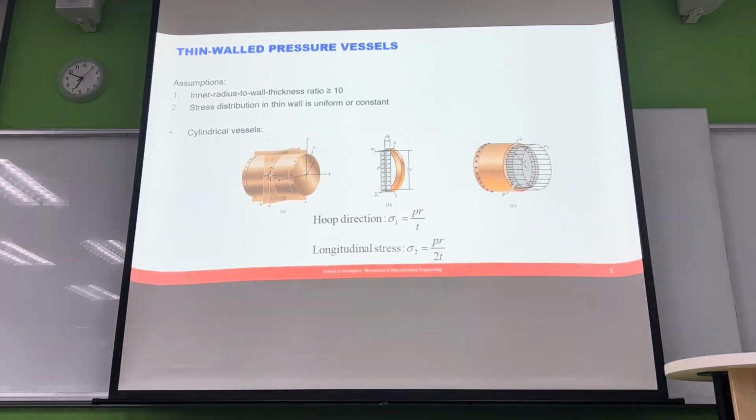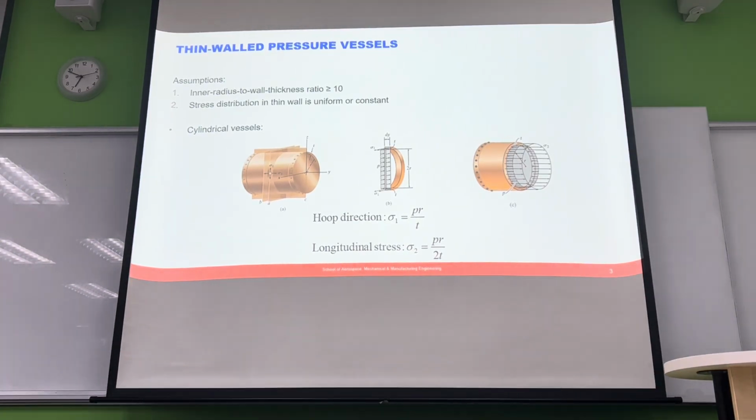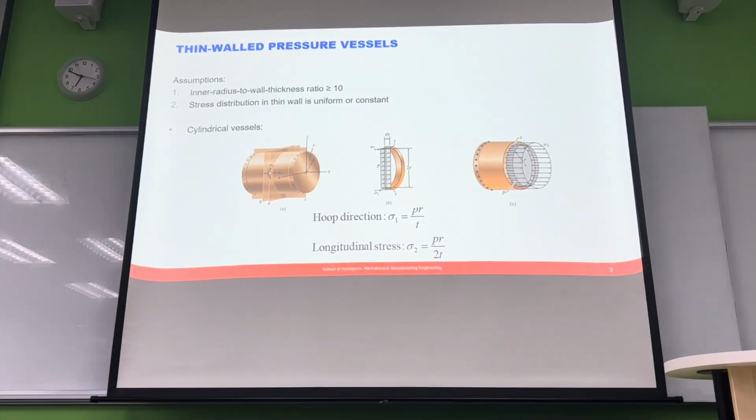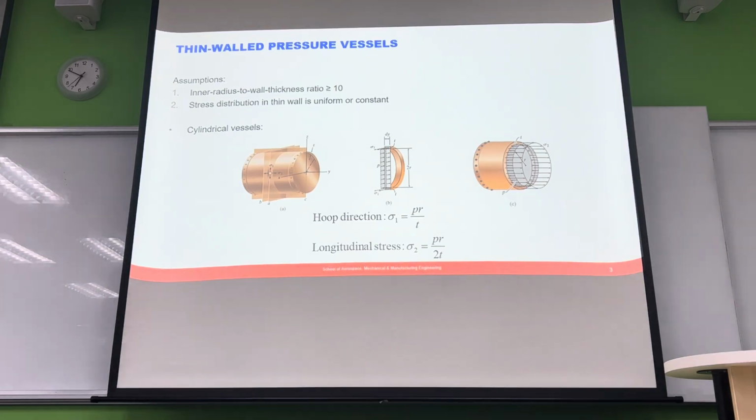Now, even though I have this hoop stress, stress 1, and stress 2 at the same location, I can't add them together. The hoop stress and longitudinal stress, also known as the axial stress, I can't simply add them together. Because as we talked about yesterday, stresses, like forces, are vectors. They have both magnitude and direction.